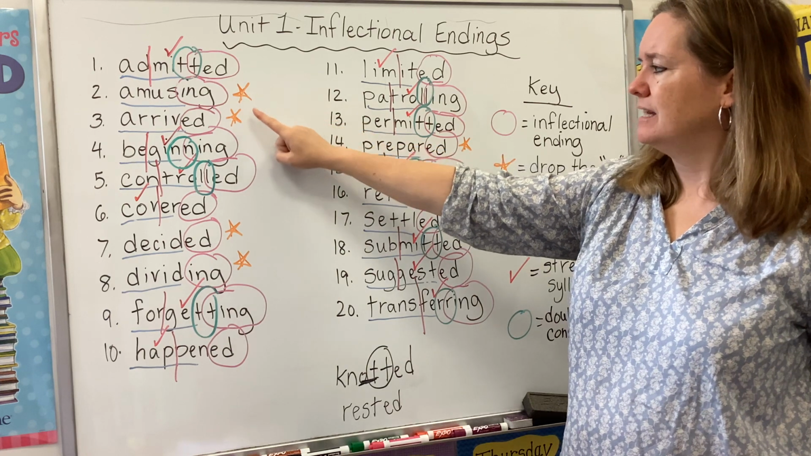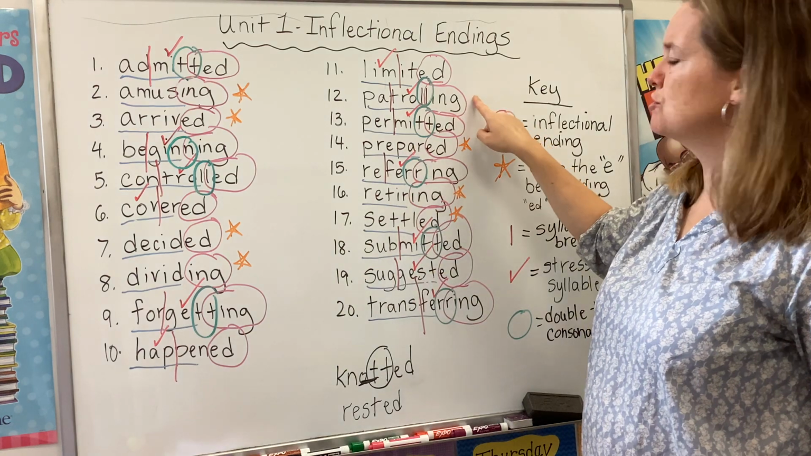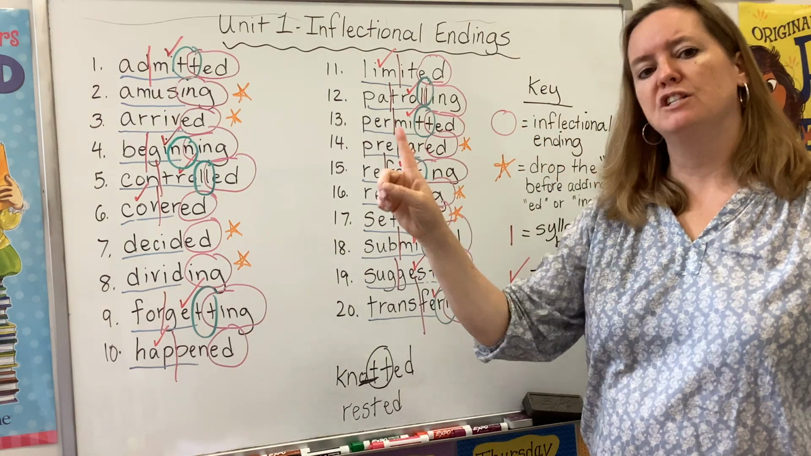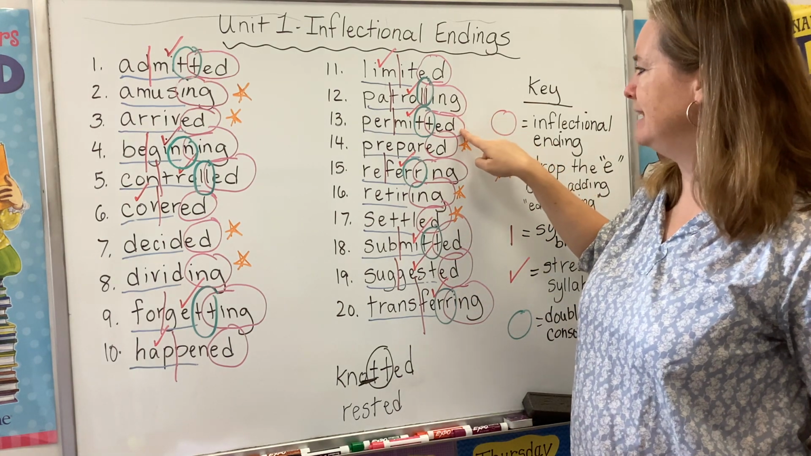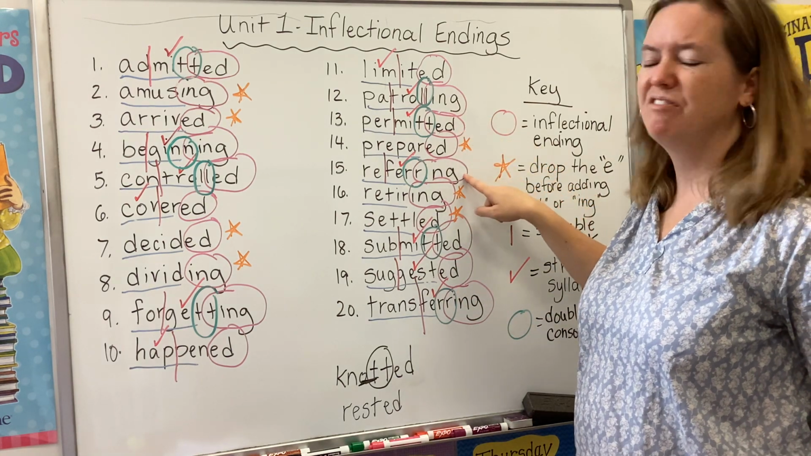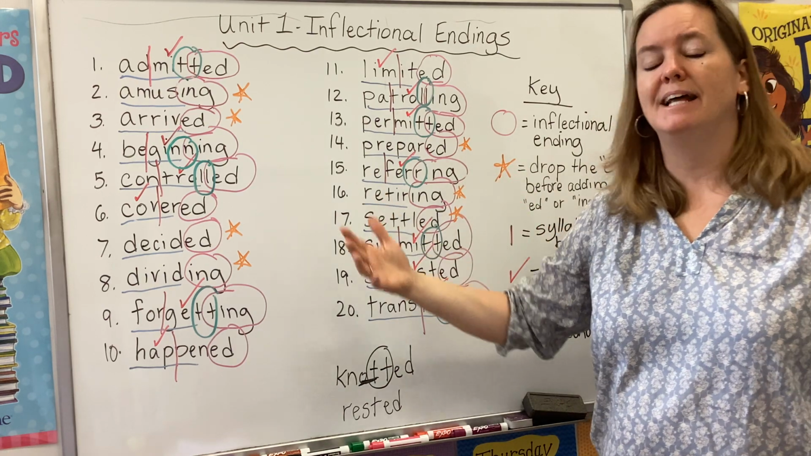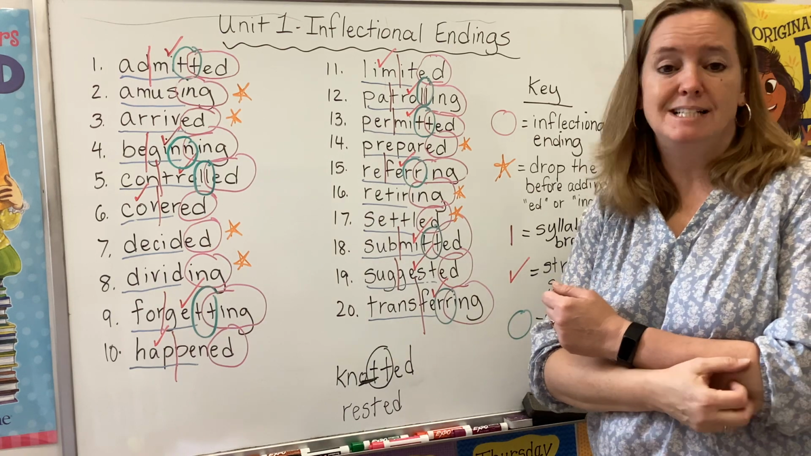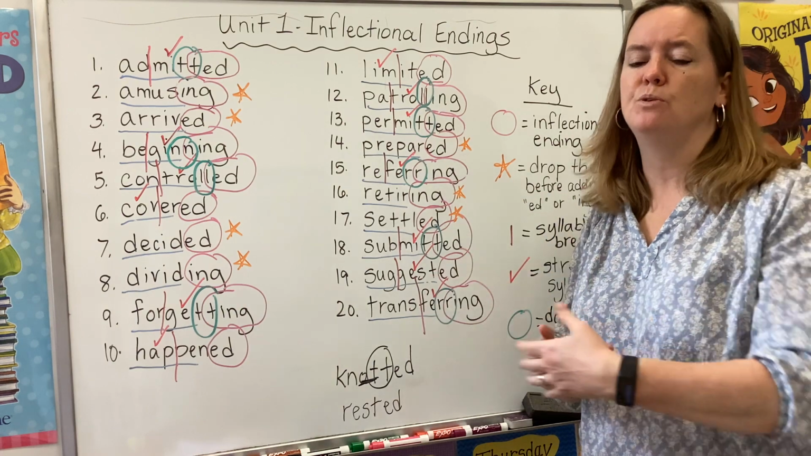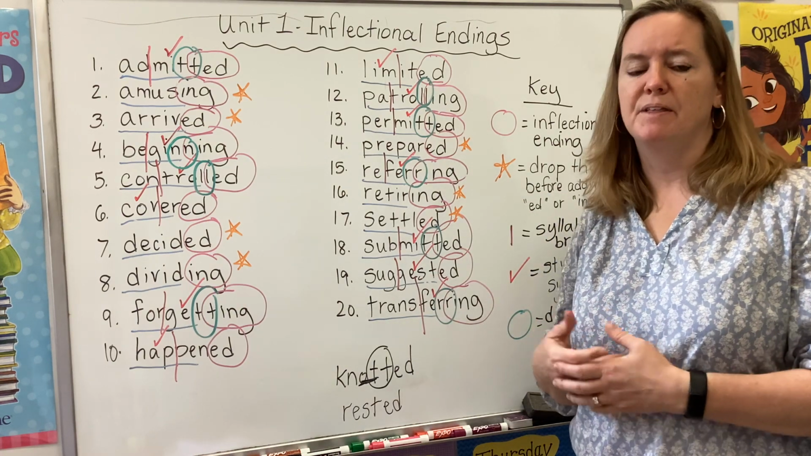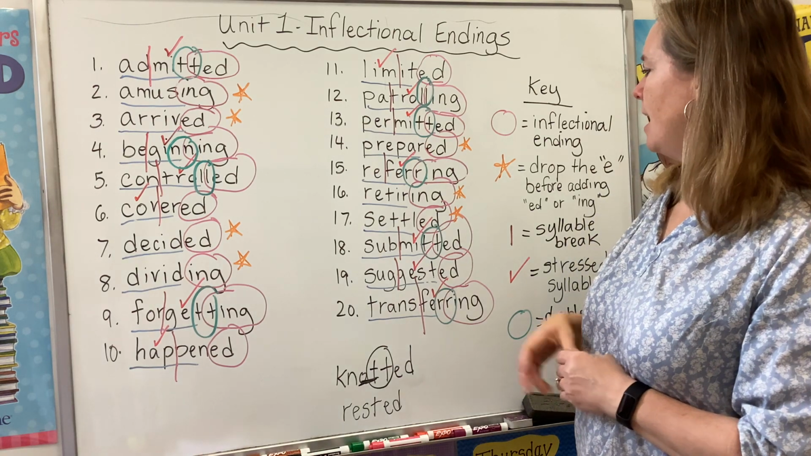Amusing means funny. I think you guys know these words. Patrolling. Security guards patrol the area, right, to make sure things are safe. Permitted means allowed. Referring could mean a couple different things. You might refer a friend if you want them to get the same great deal you got, or you want them to get a job. Or you might be referring to a book, like if you quote something that came from a book, you are referring back to that book.